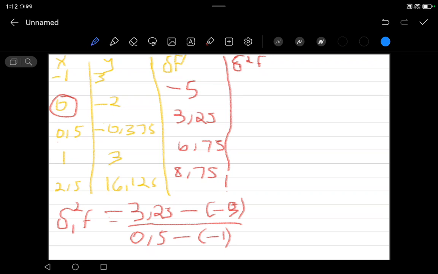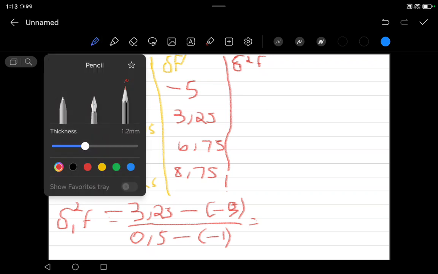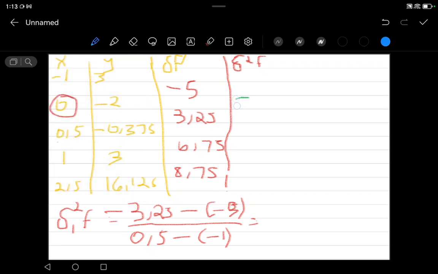Do you get it? So to do the second one, the delta squared f, we skip one value of x, so it's 0.5 minus 1. Are you following? Yeah, I think I see. So when we're calculating the second column, the delta squared f, we're going to skip one value of x. So it's going to be 3.25 minus into minus 5 over 0.5 minus into minus 1. Okay, and then we're going to get 5.5.